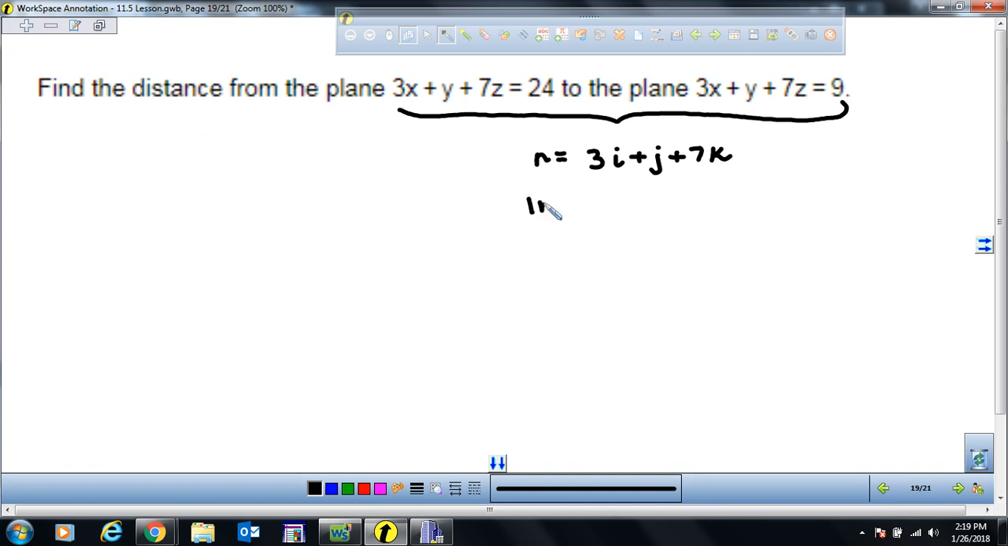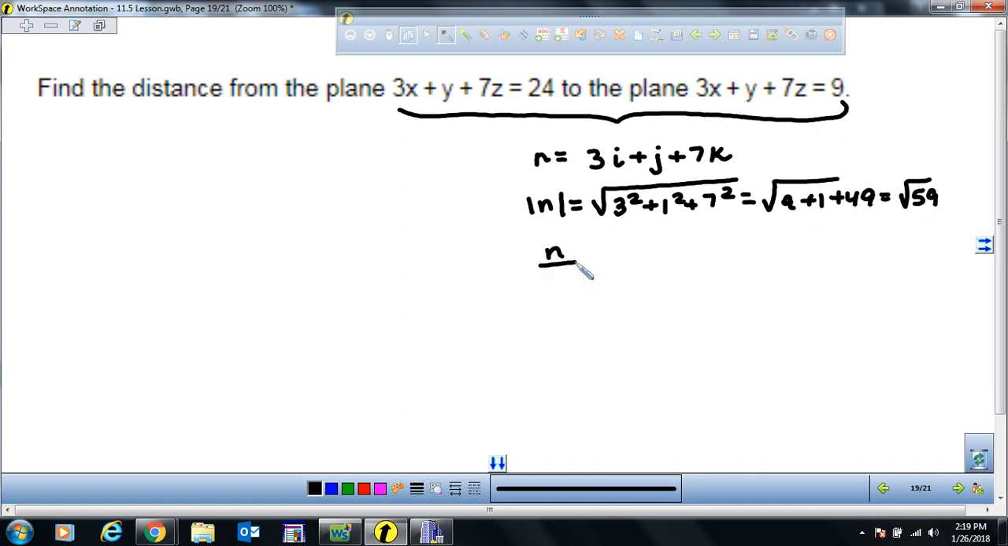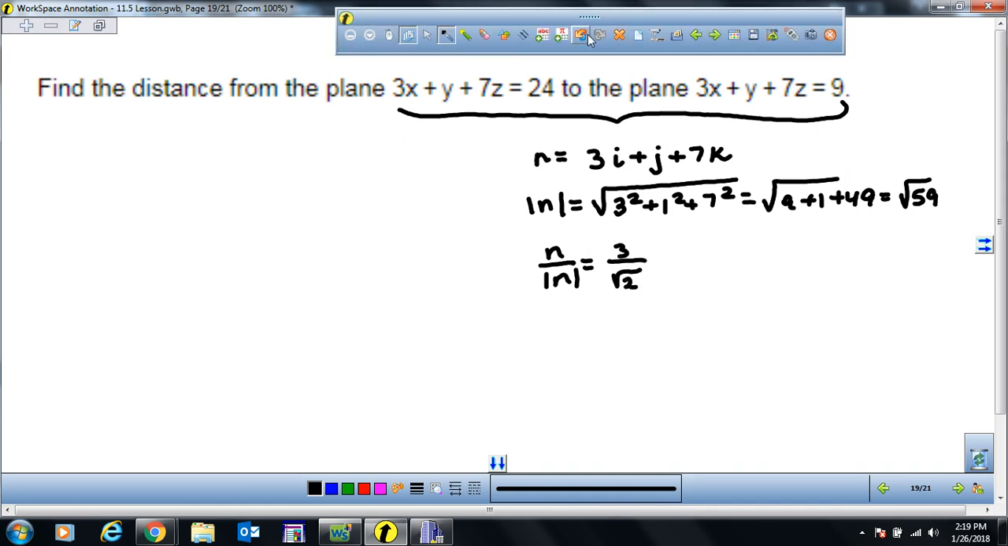And then we need to find the magnitude of that vector because that's what we need for the formula. The magnitude would be the square root of 3 squared plus 1 squared plus 7 squared. That would be 9 plus 1 plus 49, which is the square root of 59. So the unit vector in the direction of n is n over the magnitude of n, which is 3 over the square root of 59 i plus 1 over the square root of 59 j plus 7 over the square root of 59 k.